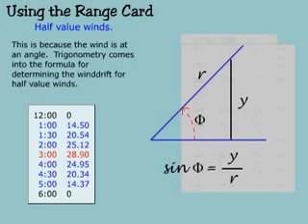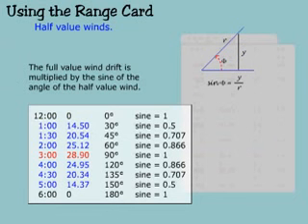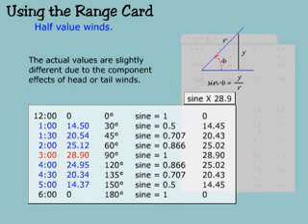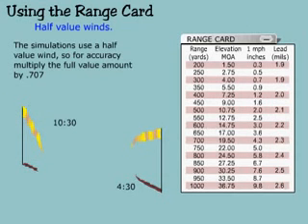This is because the wind is at an angle. Trigonometry comes into the formula for determining the wind drift for half value winds. The full value wind drift is multiplied by the sine of the angle of the half value wind. The actual values are slightly different due to the component effects of head or tail winds. The simulation used a half value wind, so for accuracy multiply the full value amount by 0.707.